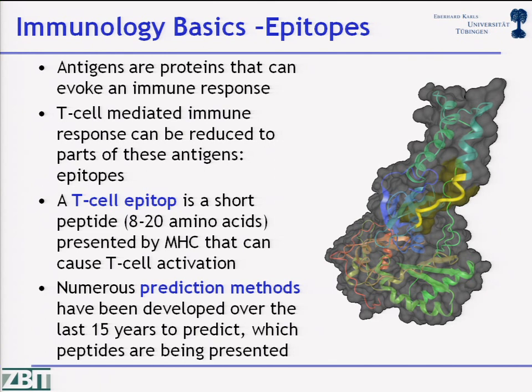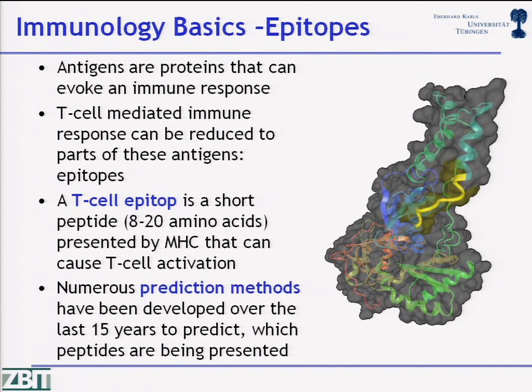So these T cell epitopes are usually short peptides, 8 to 20 amino acids on average, and they are presented by MHC, and this presentation is needed to cause a T cell activation and thus the immune response. And for predicting these epitopes, we have a whole range of methods that have been developed basically over the last 15 years, so we can predict these epitopes rather well, or at least what is being presented by the MHC.